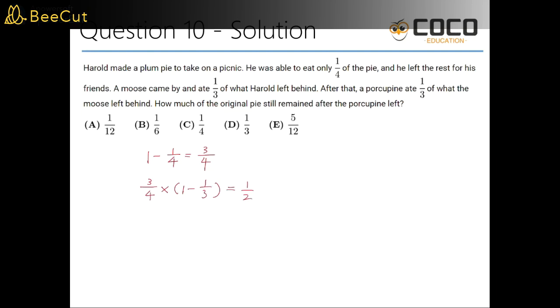Now the third person ate 1/3 of the total. So 1 minus 1/3, there's also 2/3 left. 2/3 of half equals to 1/3. So this is 1/3 of total. Answer is D.